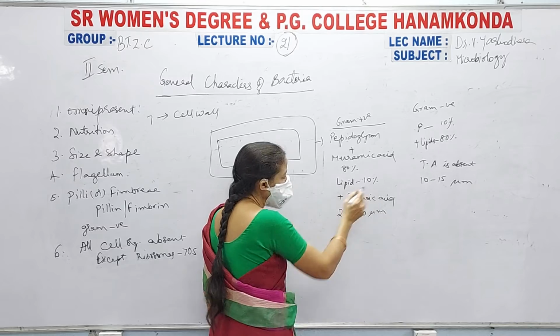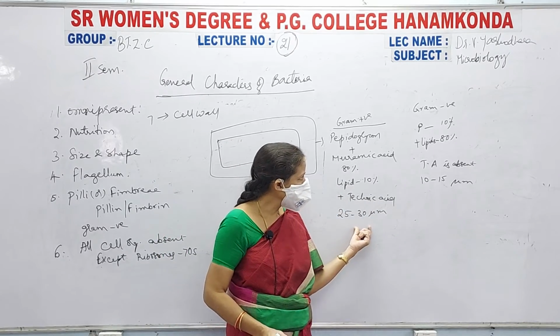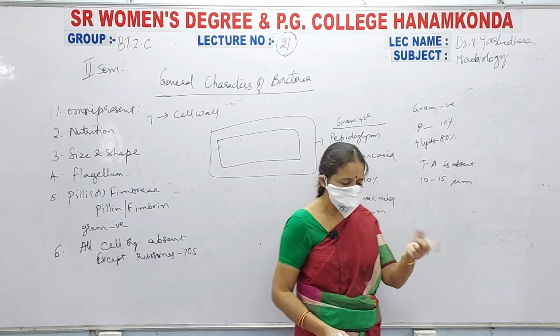Here lipids are only 10%, and the thickness of the wall is 10 to 15 micrometers only.